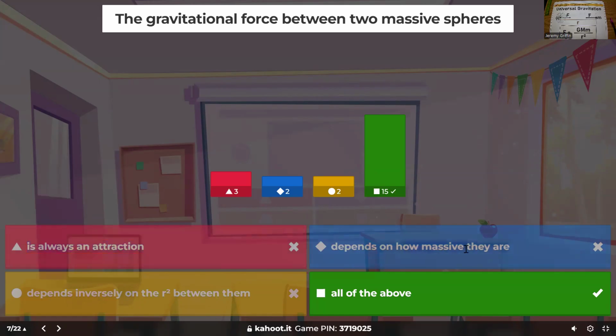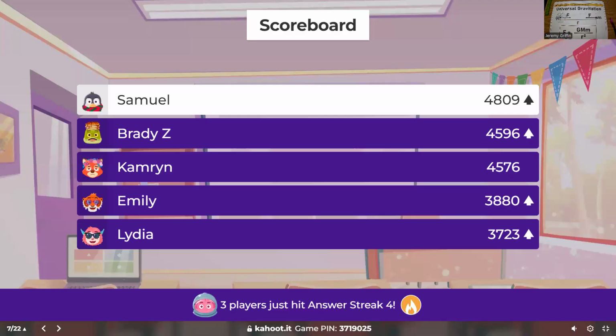The more mass, the more gravity attraction. The more the distance, the less gravity force. That's an inverse square relationship. That's what I was saying. Yeah, all the above. Those are all true statements.